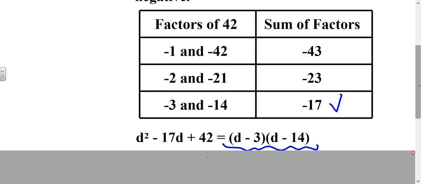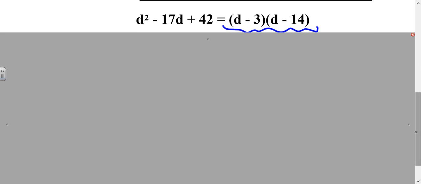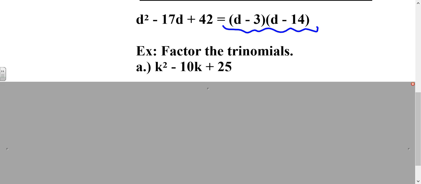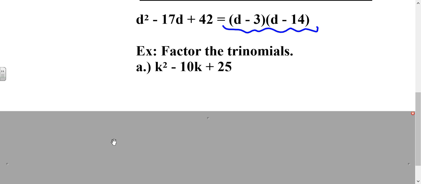All right, let's try some more examples of those that you guys can try on your own. So we've got k squared minus 10k plus 25. So this time our numbers have to multiply to be 25, but I want them to add to be negative 10. Okay, so let's think of what I can multiply to be positive 25, but add to be negative 10.